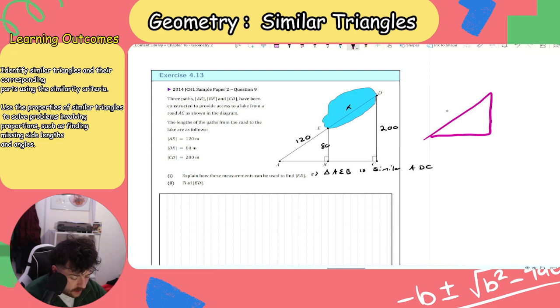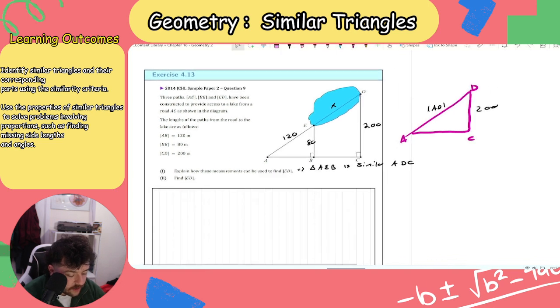ADC. I know this is 200. I don't know the length of AD, so I'm just going to call all of that AD for now. Then let's look at my smaller triangle here, this one. So I have a smaller triangle here, EDA. This is going to be 80 and this is 120.